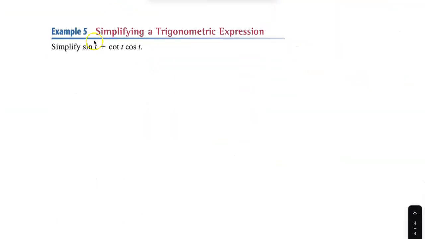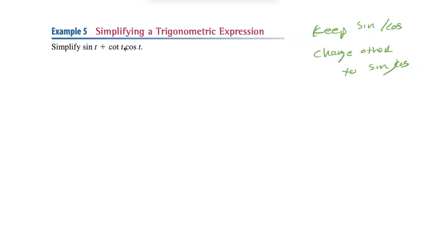Simplify this one: sine plus cotan plus cosine. So my general rule is this is just a straight simplification one. If you're not sure, you always want to keep sine and cosine. Don't change those. If it's sine squared, cosine squared, it's a little different. But I generally try to keep my sines and cosines, and then change the others to sine and cosine. It's my general rule. So here, cotan, I'm going to change that. Cotan is the reciprocal of tan, and tan is sine over cosine. So cotan is cosine over sine.